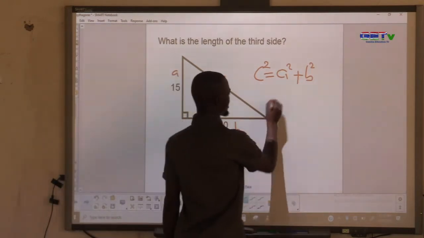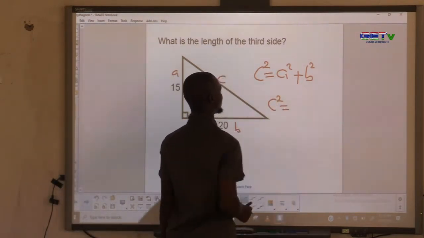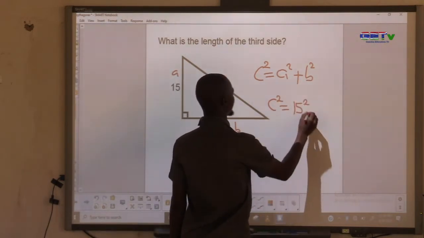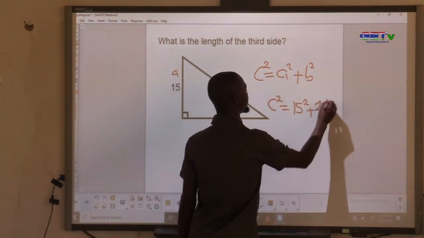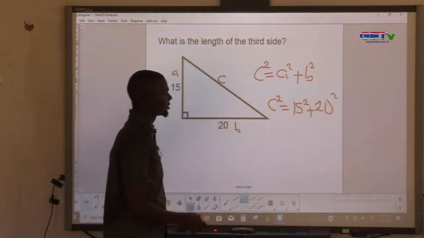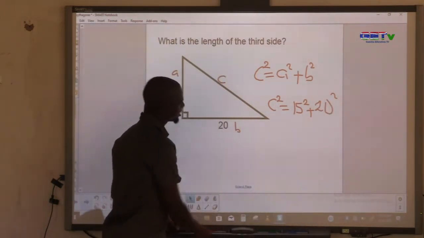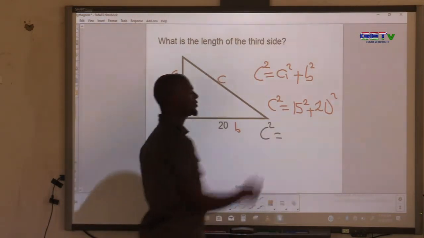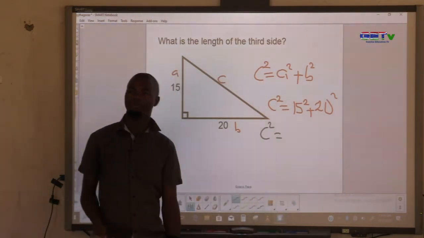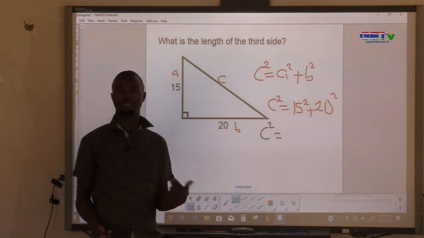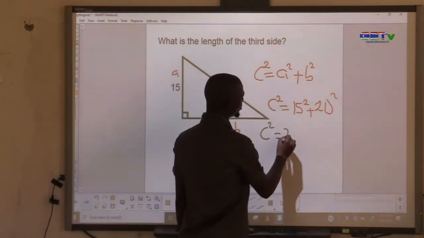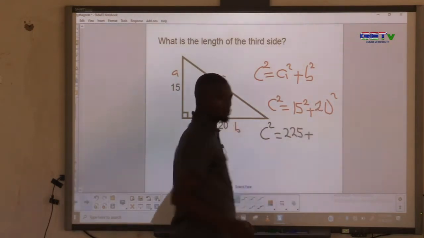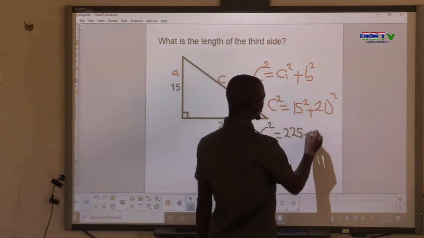So we substitute to find the value of C. You will have C square is equal to A square, which is 15 square, plus 20 square. If you solve this, you will have C square is equal to, what is 15 square? 15 square is 225. That is 225 plus 20 square, that is 400.